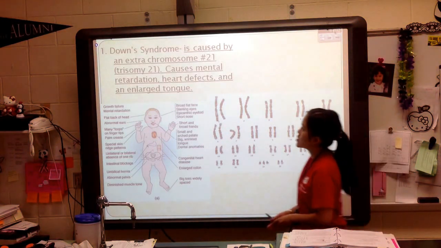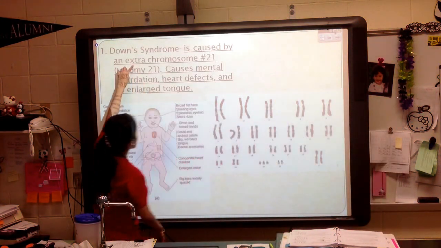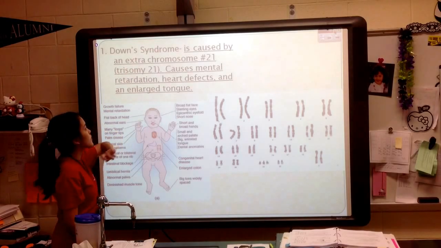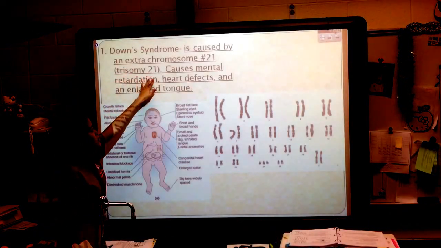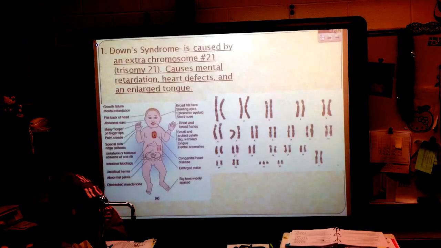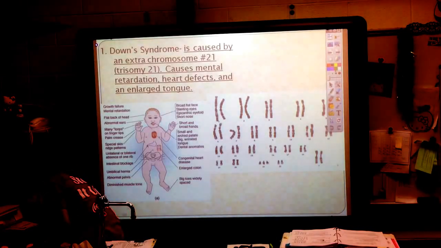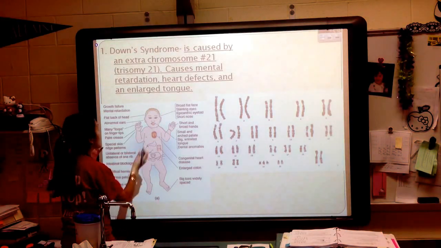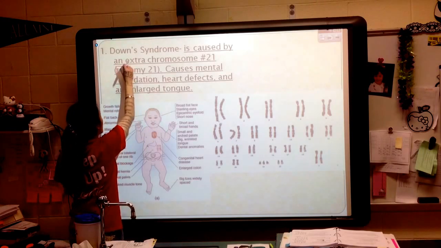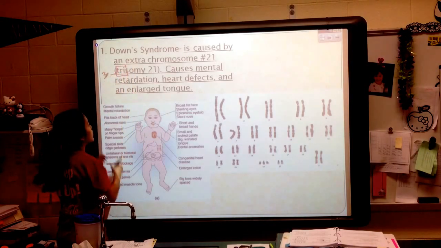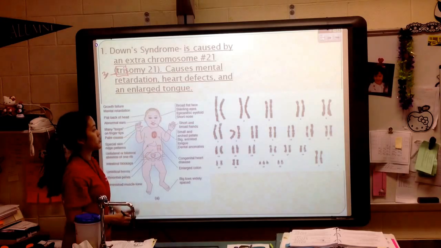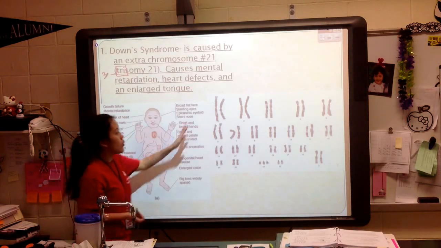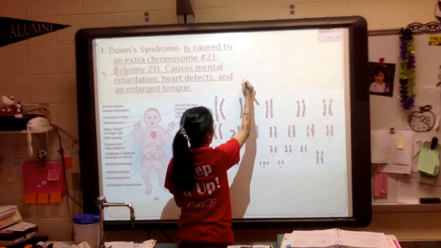So Down syndrome is caused by an extra chromosome, number 21, and we also call that trisomy 21. Trisomy meaning 3 chromosomes. Okay, somy, chromosome. So 3 chromosomes at location 21. What does that mean? Well, here we have a picture known as a karyotype.